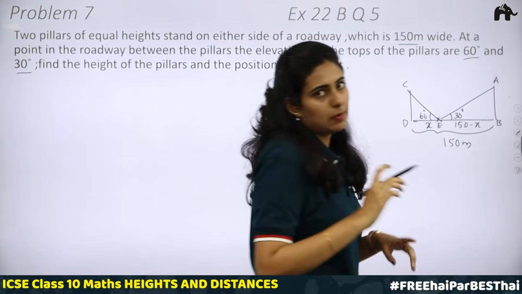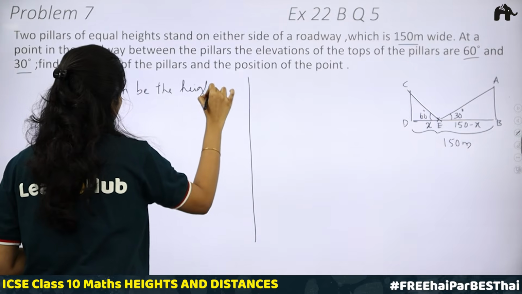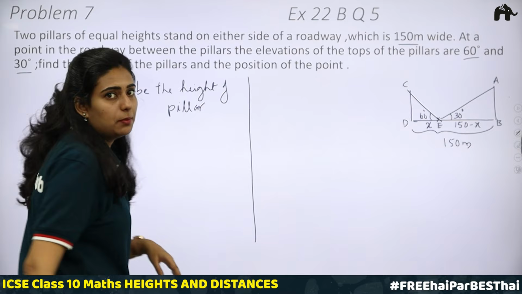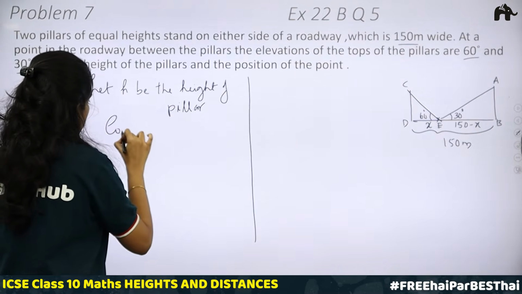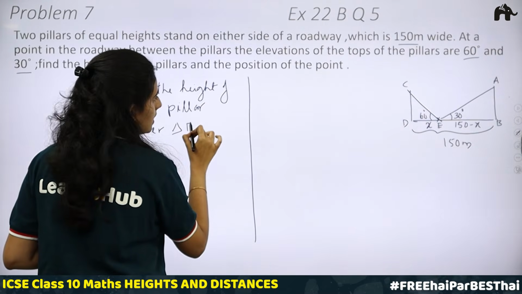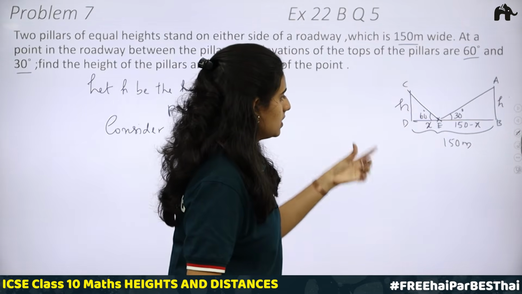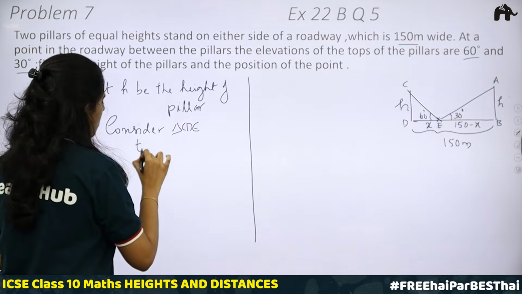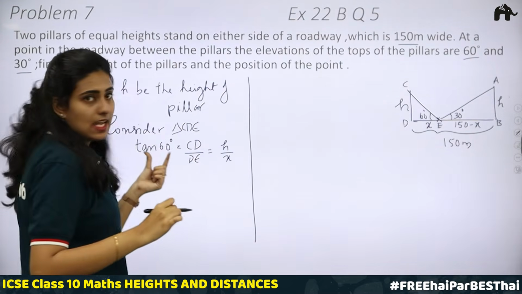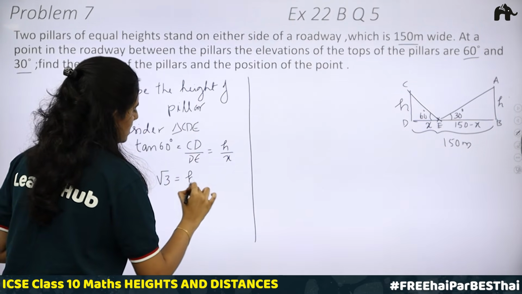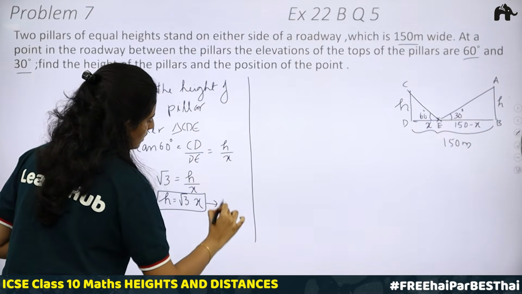First, let us find the height of the pillars. Let h be the height of the pillar. Both the pillars are of equal height. To get the height, we'll be considering two different triangles. Let us take the first triangle, triangle CDE. We have taken h as the height of the pillars. h is the opposite side and adjacent is x. Taking tan of the angle, tan 60 degrees will be equal to CD divided by DE, that is h divided by x. What is tan 60 degrees? Tan 60 degrees is equal to root 3. Root 3 is h divided by x, from which we have h is equal to root 3 times x. h is equal to root 3 times x is our first equation.